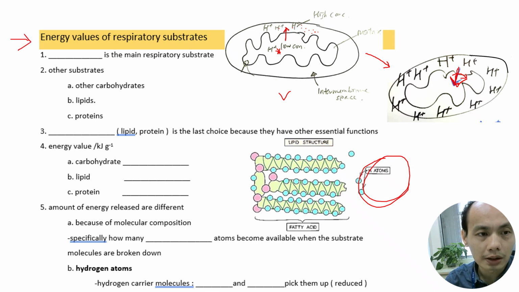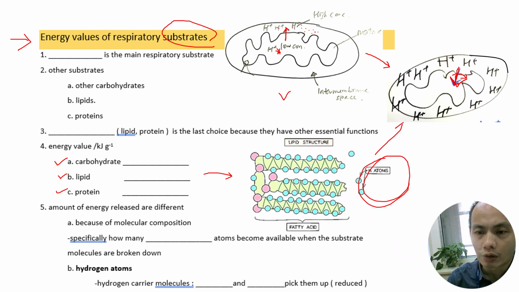So the topic now is about the energy value of respiratory substrate. There are three substrates here: carbohydrate, lipid, and protein. As we learned in the past, lipid can produce double energy compared to carbohydrate and protein, right? So why double? Actually, we can directly jump into the conclusion: because lipid has more hydrogen atoms, which are involved in the diffusion of the hydrogen ion from the intermembrane space back to the matrix. Okay, we start from the beginning.